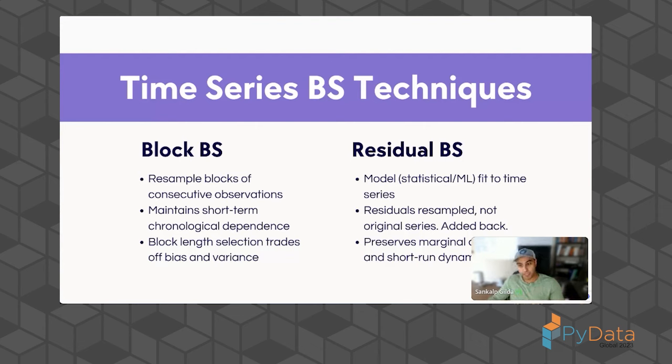So block bootstrapping, as you can see on the left side, here we resample blocks of consecutive observations rather than individual points. So you chunk up indices together, and then you resample with replacement. What you end up doing is maintaining short-term chronological integrity. The key, as you can then imagine, is selecting the appropriate block length to trade off bias and variance.